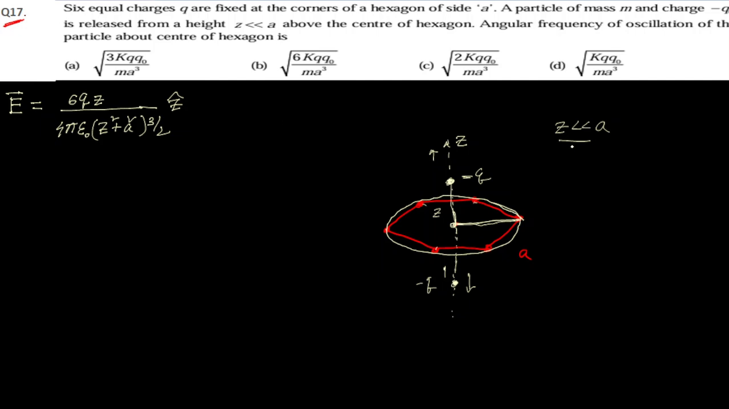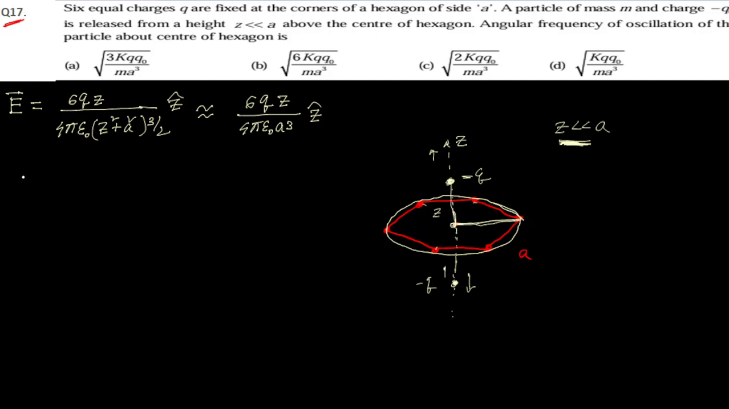Now if we consider the condition where z is much less than a, then approximately z square plus a square is equal to a square, because z is much less than a. Then we get 6qz divided by 4 pi epsilon naught a cube, and the direction will be z cap.